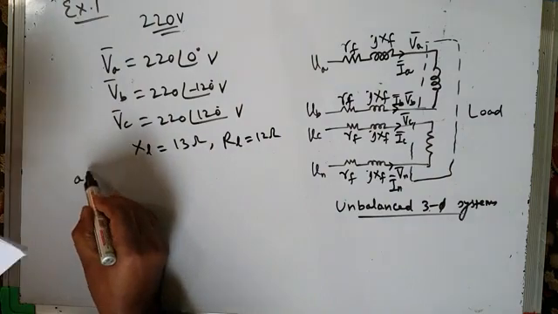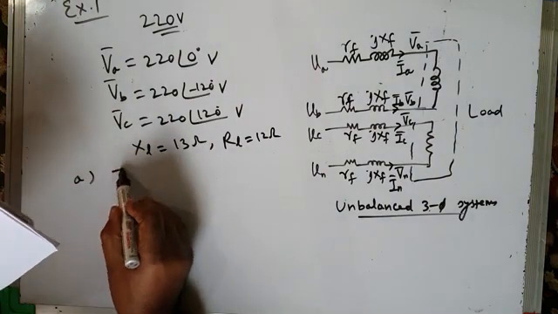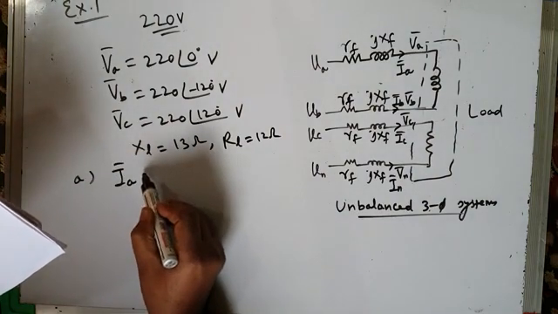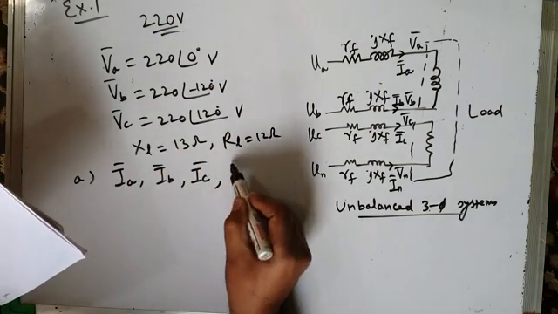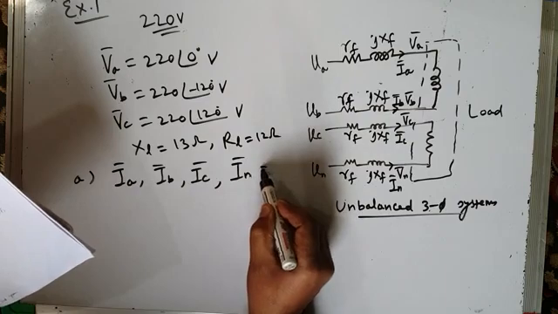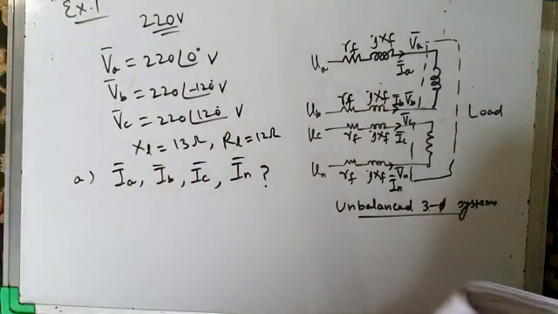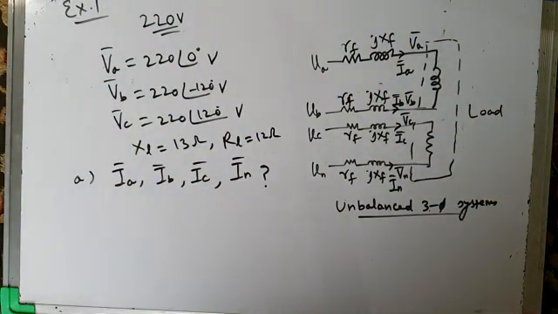In part A, we are asked to find currents in all the three phases. We have to find current IA, current IB, and current IC, and also neutral current IN. So this is what we are supposed to find in part A. Let us try to solve it one by one.